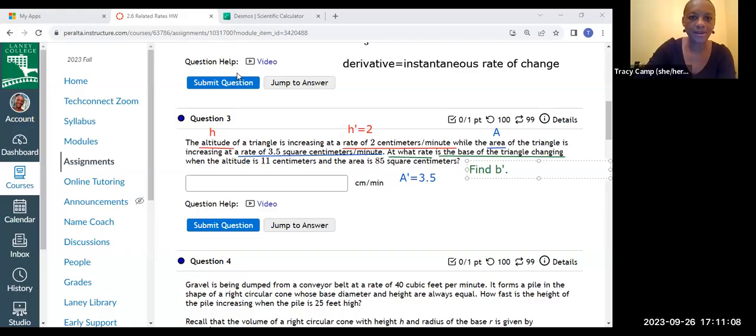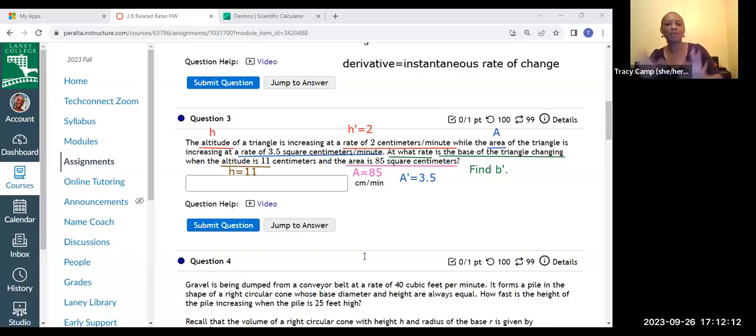Let's see, they give us a couple of other numbers. What else do they tell us? They want to know the rate that the base is changing when the altitude is 11. So they're saying at this moment, when h is equal to 11. H was what I called the altitude. And then the area is 85 square centimeters. So one other piece of information we are given here is that the area of this triangle is 85 square centimeters. This is at the moment that we want to find the rate that the base is changing. So big A is 85.